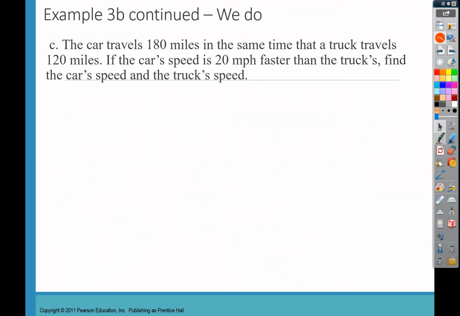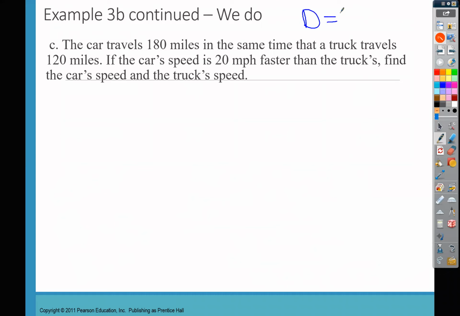So I know that distance equals rate times time. What are we wanting to do? We're going to find the car's speed. So we are looking for the rate. All right. So if I'm solving for rate, that would be distance divided by time right here, because if I'm isolating the r, I would divide by the t, right?